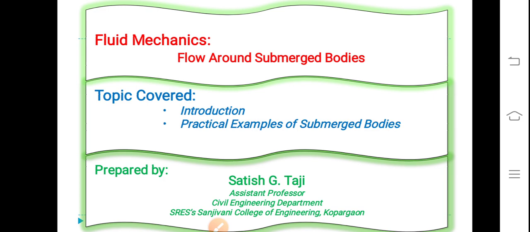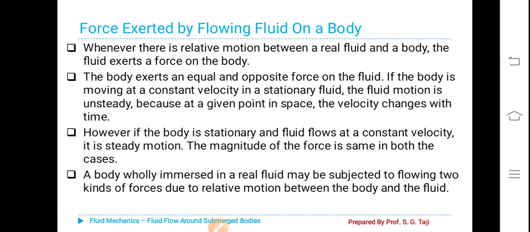Now, we will continue with the practical examples of submerged bodies. Whenever there is a relative motion between a real fluid and a body, what is a real and an ideal fluid? Ideal fluid is one in which viscosity is absent, whereas real fluid is the one in which viscosity is present. The fluid exerts a force on the body. The body exerts an equal and opposite force. Suppose if I push you, your body also pushes my hand.